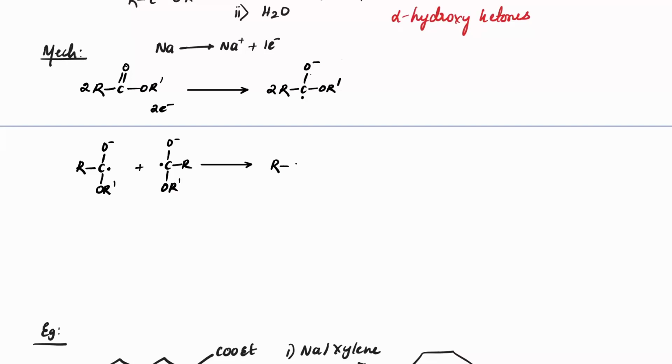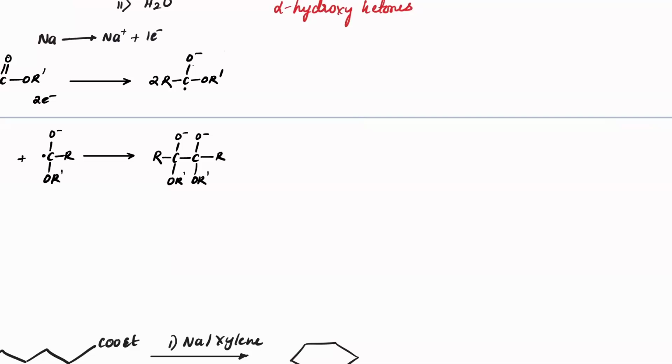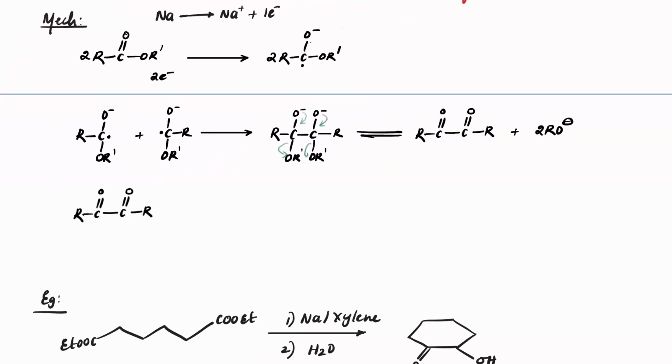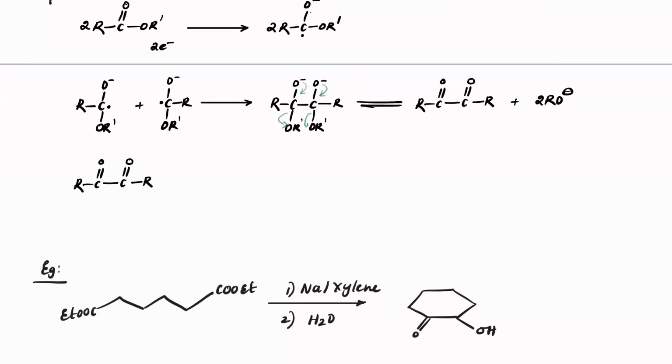As they get terminated, I'll get this as C to C connection, O minus, O minus, OR', OR', and R. And now this will close into a double bond, removing these ester groups. So that will give us R C double bond O, C double bond O, R plus 2 moles of RO minus. So this is a different way of coupling. We coupled in such a way that both the OR minus groups will go away.